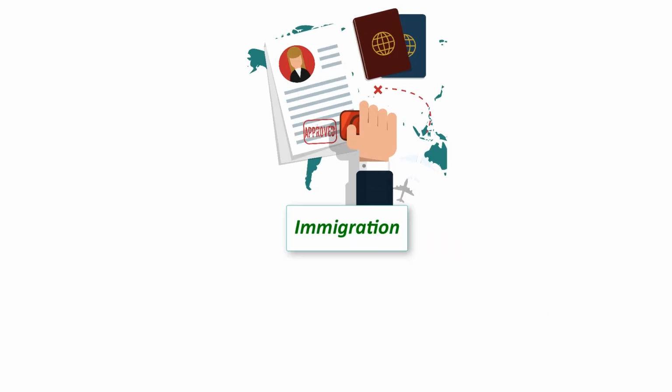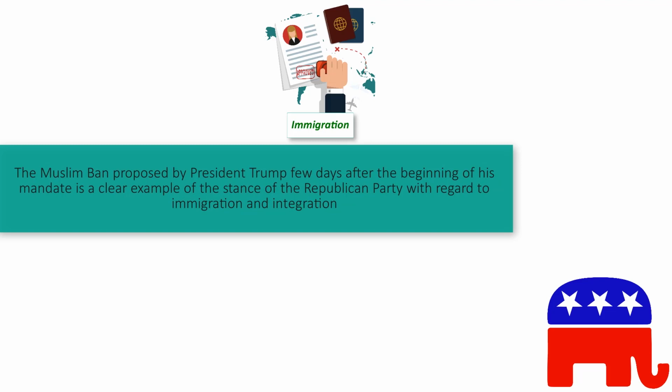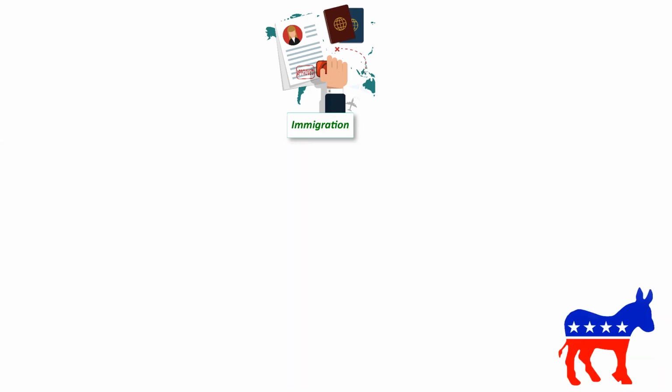system. Immigration. Republicans are in favor of strong border controls and push for limits to immigration, in particular from certain countries. Republicans believe that a tighter control on immigration would benefit American workers and would reduce the risks related to terrorist attacks. The Muslim ban proposed by President Trump few days after the beginning of his mandate is a clear example of the stance of the Republican Party with regard to immigration and integration.